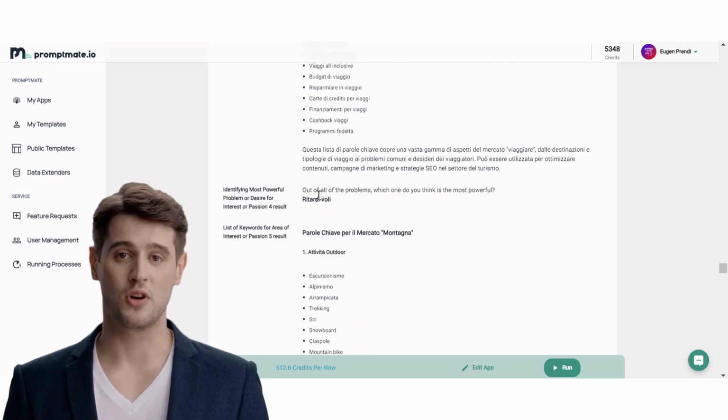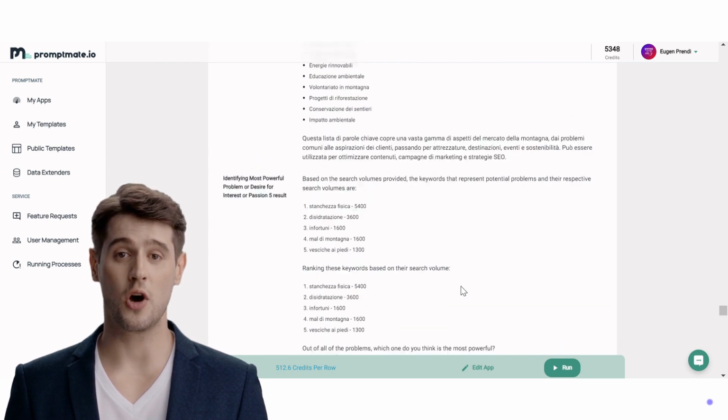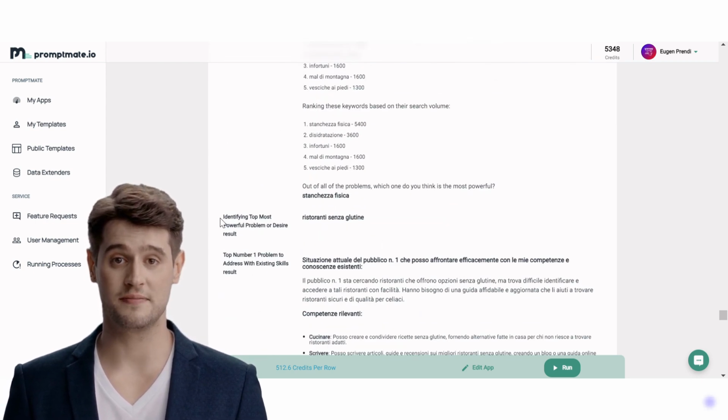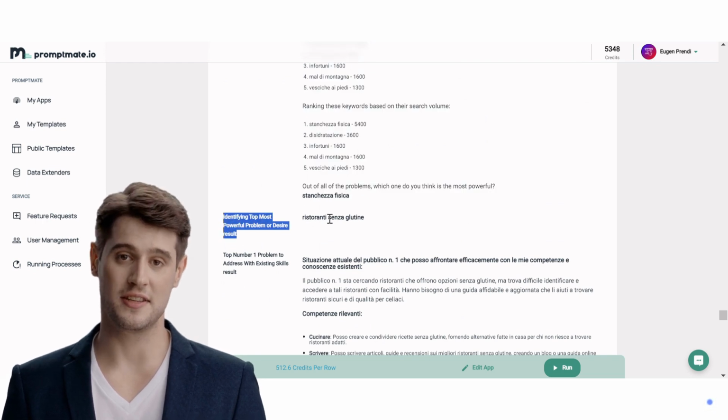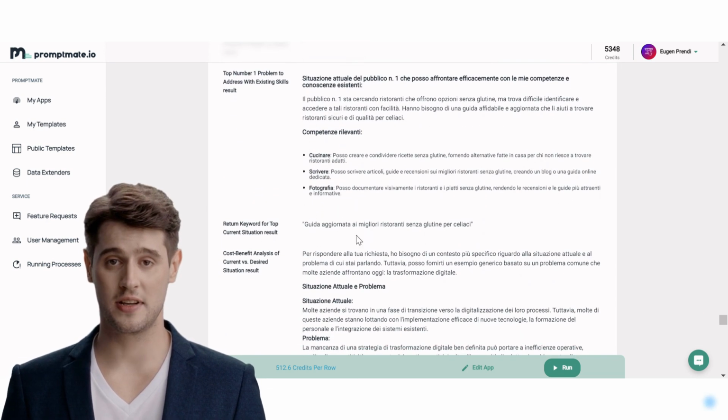Once the most important problem or pain has been identified, it will then go and analyze if you can actually offer a solution with your already existing top 5 skills. It will also do a cost-benefit analysis of current versus desired situation to find out what's costing the buyer persona to stay where they are.